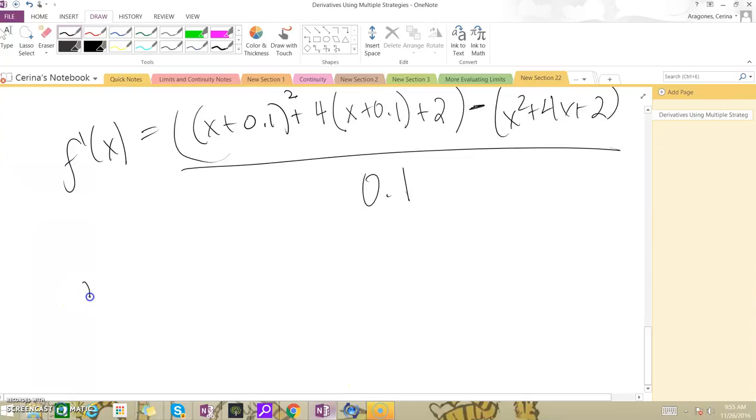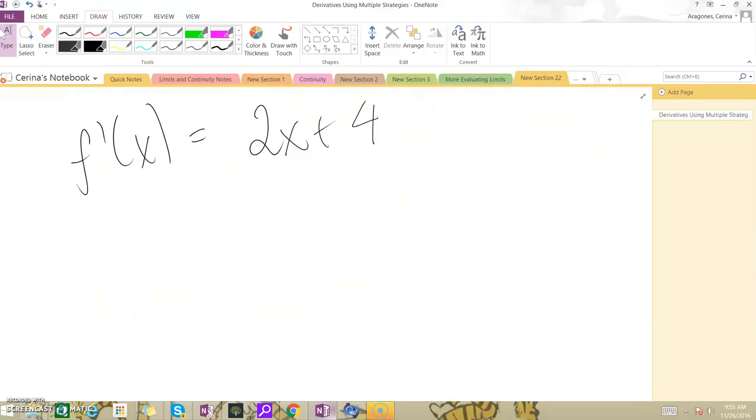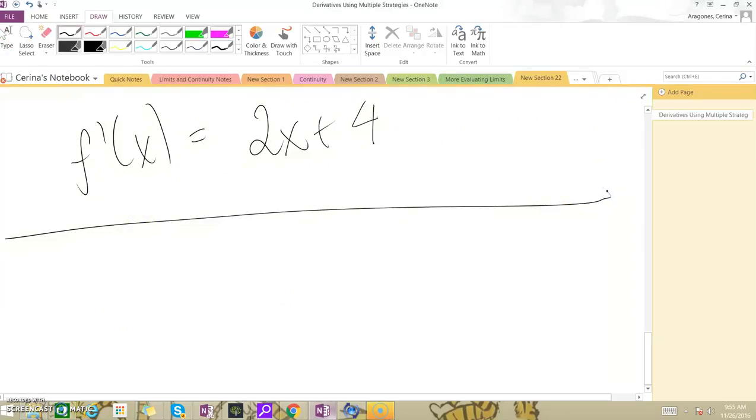So using our approximation, it looks like our derivative is again 2x plus 4. So you can use different methods to find your derivative. And depending on the problem, you may have to use the definition, use the power rule. You can also use the definition of the derivative to find the original function.